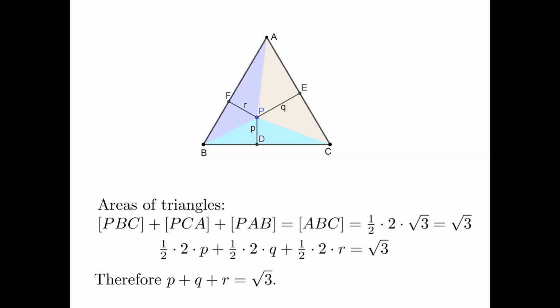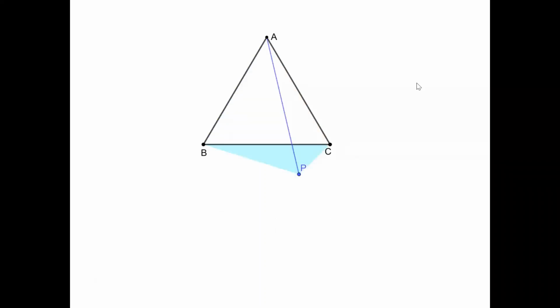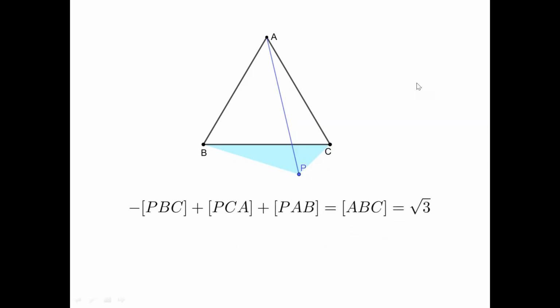Is it enough? A natural question is, what if P is outside the triangle ABC? For example, if P is directly below the side BC, what would happen for those three altitudes p, q, and r? Let's look at the four triangles. Now, PBC is outside the triangle ABC.